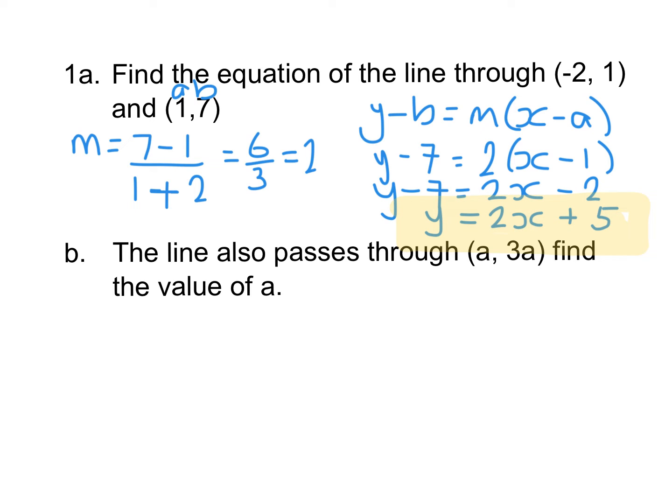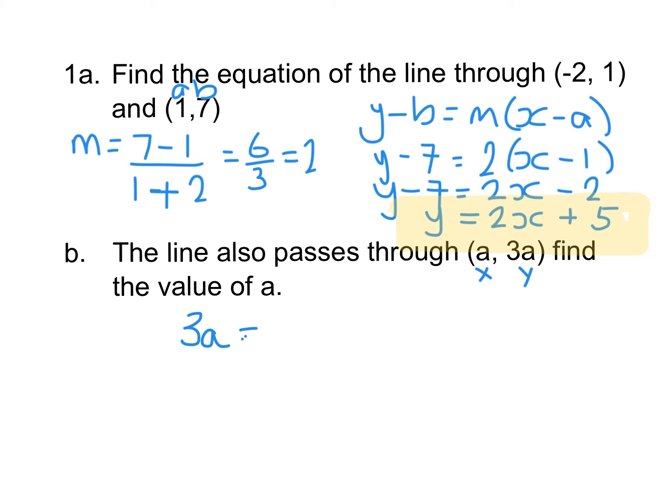Okay, now we're going to look at part B. The line also passes through the point (a, 3a), find the value of a. Now, in maths, one of the most important things we can teach you is that whenever we give you a coordinate, we can label any coordinate x, y. And if you don't know what to do, have a bash subbing that in. We know x is a value of a and y is a value of 3a, so I'm going to put that into my equation. So y gets replaced with 3a.